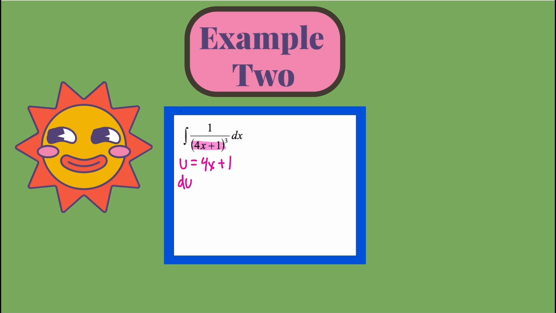Now we're going to find the derivative of that, and that's going to be du. It's just going to be 4, and of course we have to have the dx, but since dx is not by itself yet, we have to divide it by the 4, and then it's going to be 1/4 du equals dx. Now that we have all of our terms, we can rewrite our integral.